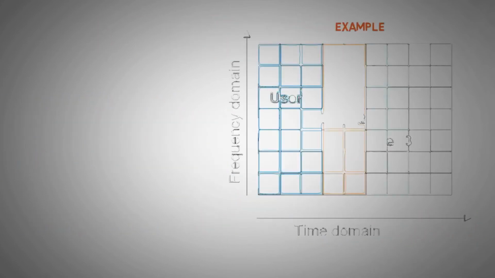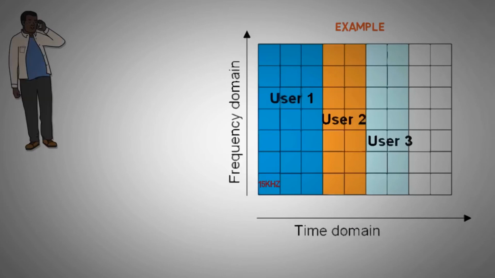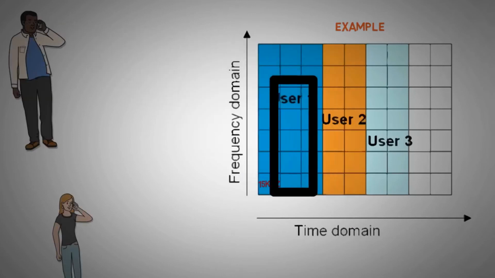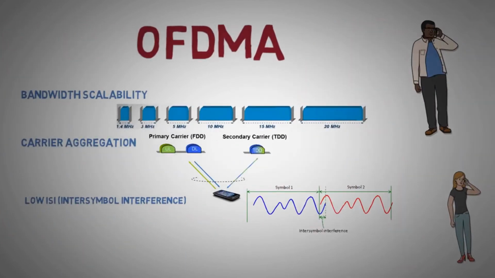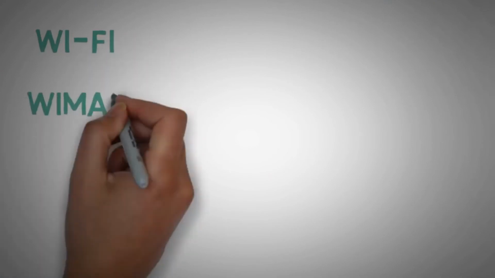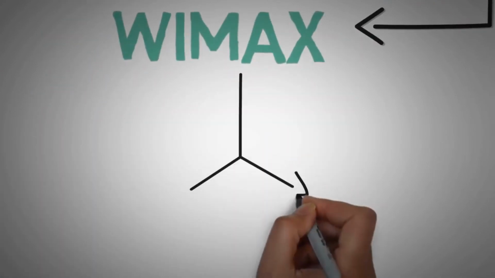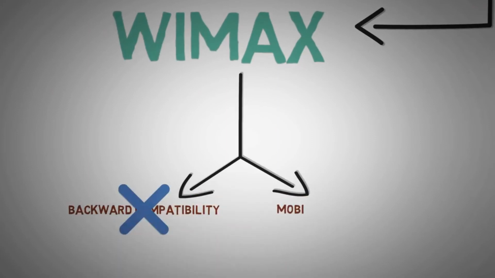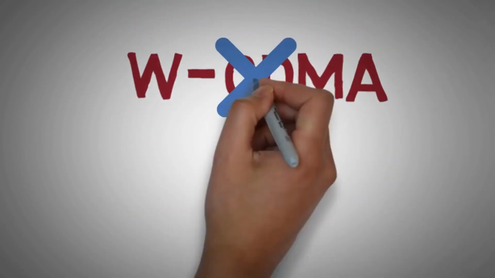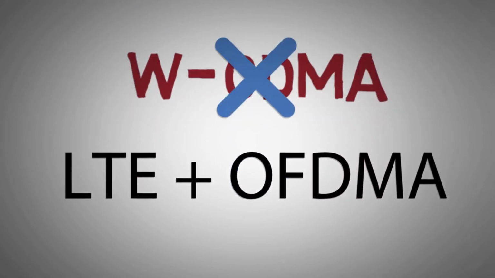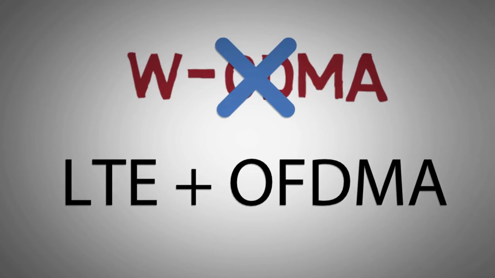OFDMA uses orthogonal subcarriers equally spaced at 15 kHz. Users are provided a subset of these subcarriers for data transmission. Unlike FDMA or TDMA, OFDMA allows the users to access variable bandwidth depending upon the resource availability. Also, since these subcarriers are orthogonal, there are no guard bands between them. It was first introduced in Wi-Fi, and subsequently in WiMAX, by IEEE, but as WiMAX lacked backward compatibility and support for mobile wireless at its inception, operators remained stuck with WCDMA. This changed with the introduction of LTE, which brought OFDMA to the forefront of today's mobile networks.